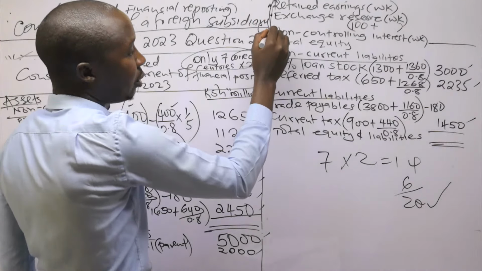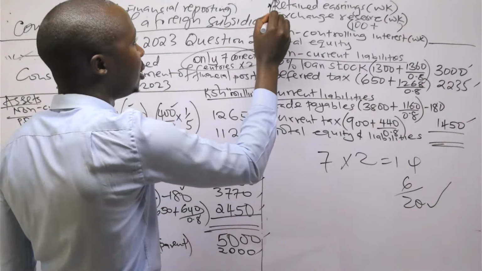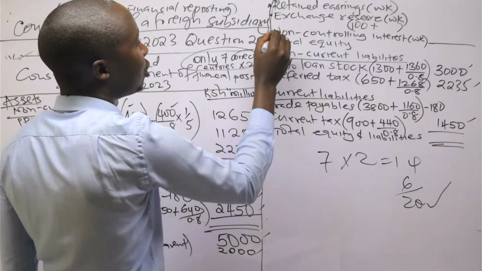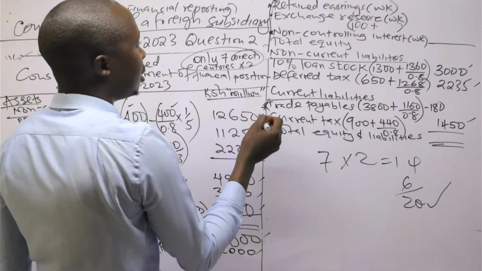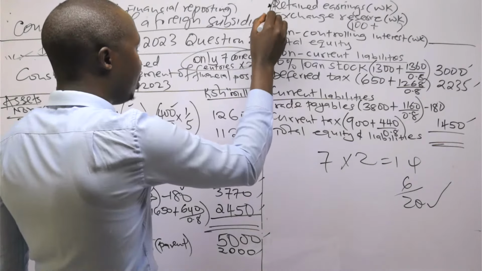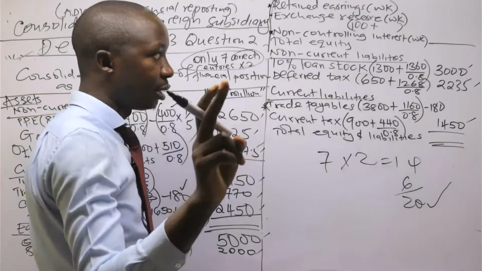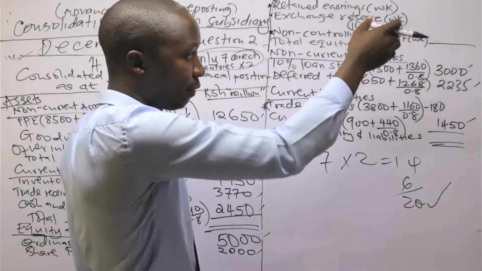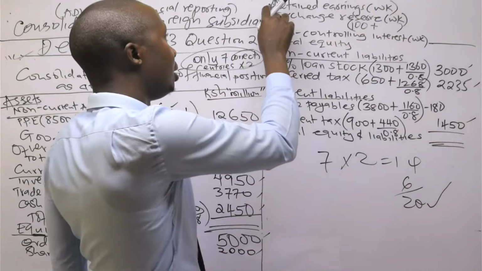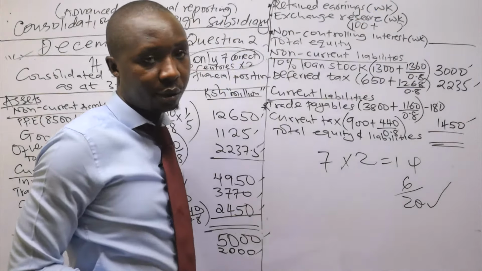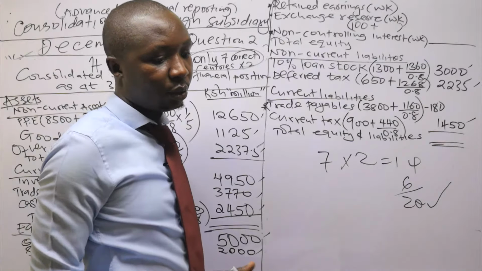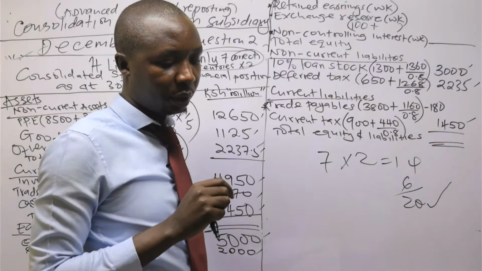Without wasting your time on retained earnings, exchange reserve, non-controlling interest. Mostly without wasting your time here. This time wasted here, as a student, because I will be doing them for you, but as a student, this time wasted here, you could have done other questions. So that is what you need to know.